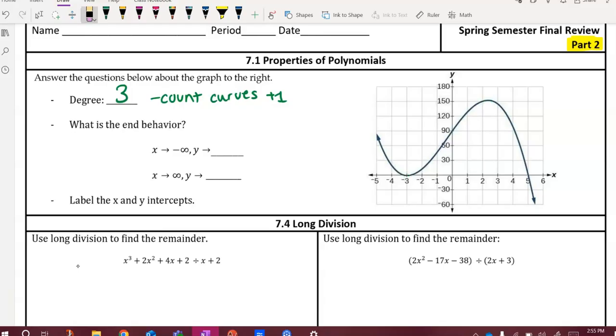Another way to do this that we did not talk about, that might be easier for some of you, is to count the direction. What I mean by that is, starting on the left-hand side, we're going to count the directions that the graph goes. So this graph goes down, then it goes up, then it goes down. So that's down, up, down, 1, 2, 3. And so our degree is 3. So we can do this by counting the curves and adding 1, or by counting the direction, starting at the left.